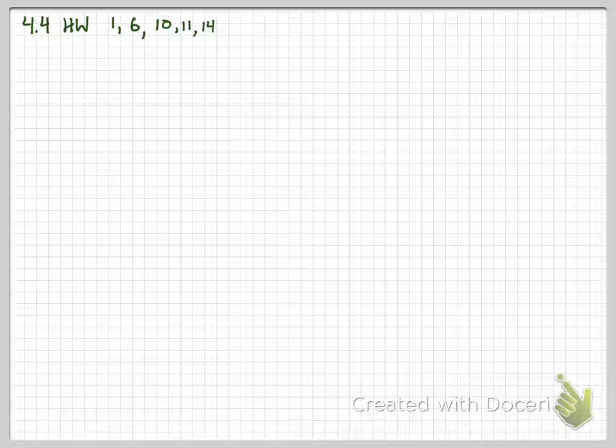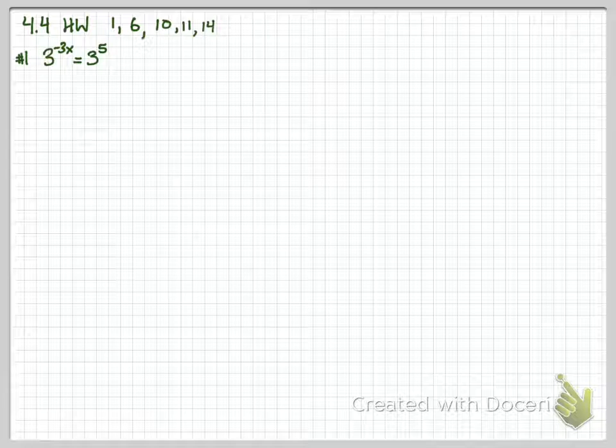Okay, we're going to take these 5 questions from the homework, and hopefully this will give you a basic understanding of exponential equations. Question number 1, 3 to the negative 3x power equals 3 to the 5th power.